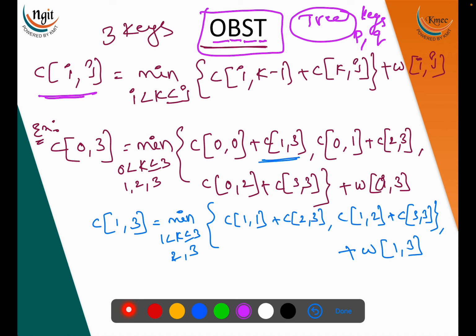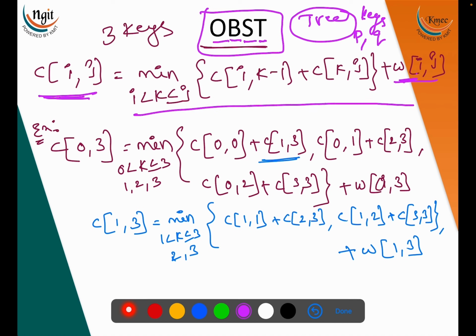Now you have to calculate the cost, and there is also a term W. W refers to the weight of i comma j. We'll see that in the next slide. Let me finish this cost first. So the cost can be calculated using this formula.